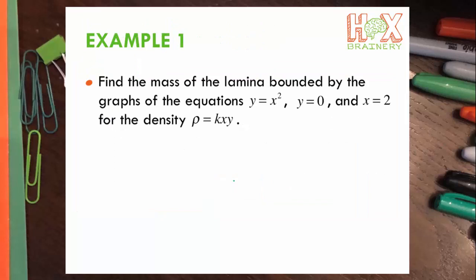So example 1, we want to find the mass of a lamina bounded by the graphs of the equations y equals x squared, y equals 0, x equals 2, and we're doing this for density function rho equals k times x times y. All right, so we're going to start by maybe doing a little sketch. Okay, so I want to know what my lamina looks like. So it's bounded by y equals x squared, y equals 0, and x equals 2.